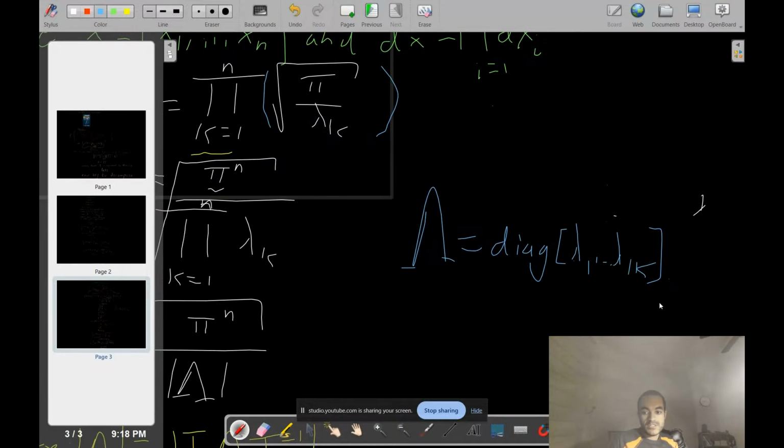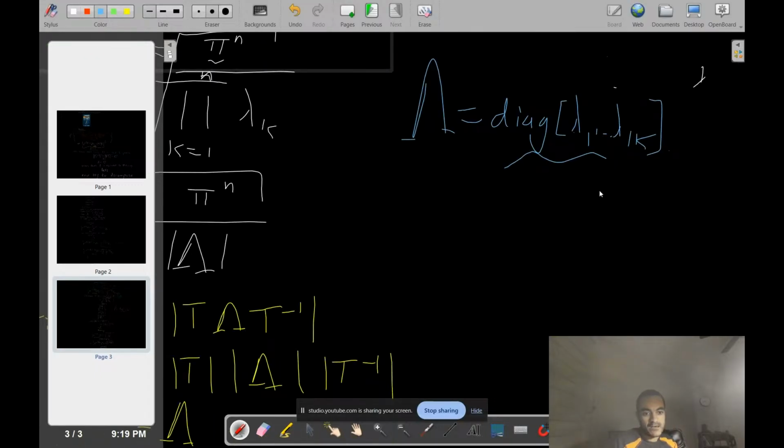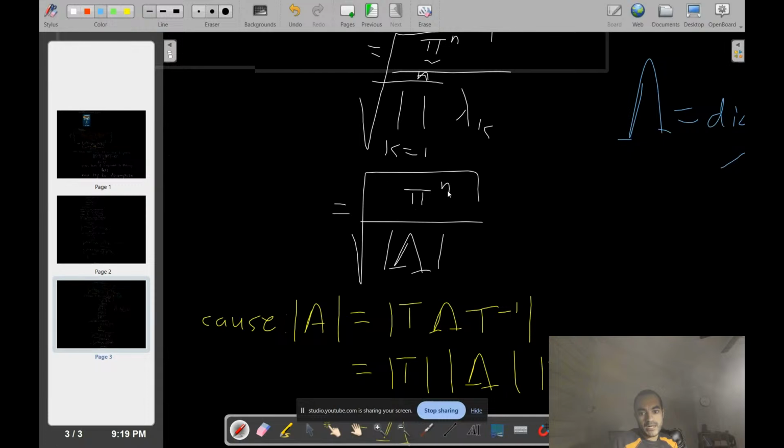Okay, so this is the reason why capital lambda is equal to diagonal of lambda 1, lambda 2, through lambda k. And that's just a determinant, right? That's the determinant of lambda. Lambda is a matrix. Taking the main diagonal of lambda means everything else is 0 except for the main diagonal. So we just have root pi to the n all over the determinant of lambda.